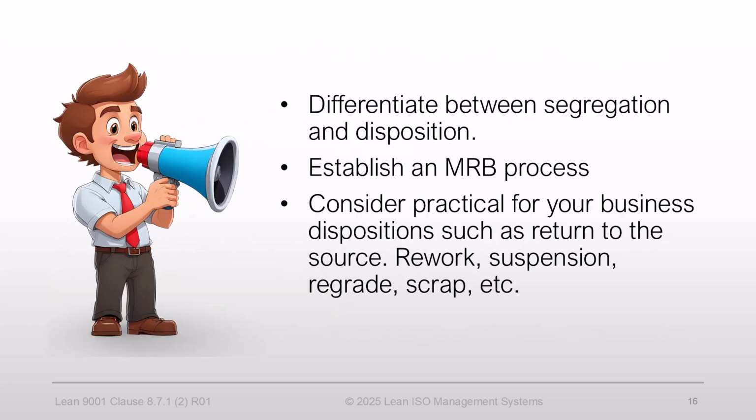Here's a quick wrap-up of today's discussion on ISO 9001 Clause 8.7.1. Differentiate between segregation and disposition. Establish an MRB process to authorize appropriate actions. Consider practical dispositions for your business, such as return, rework, suspension, regrade, and scrap.